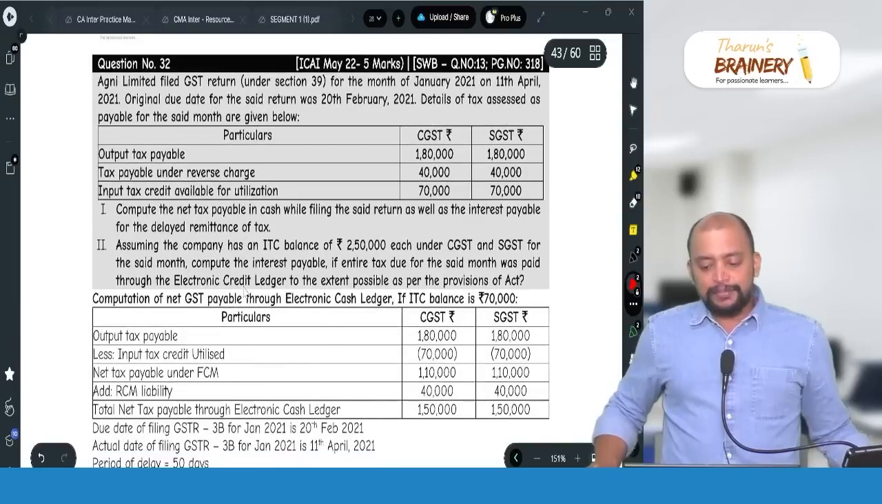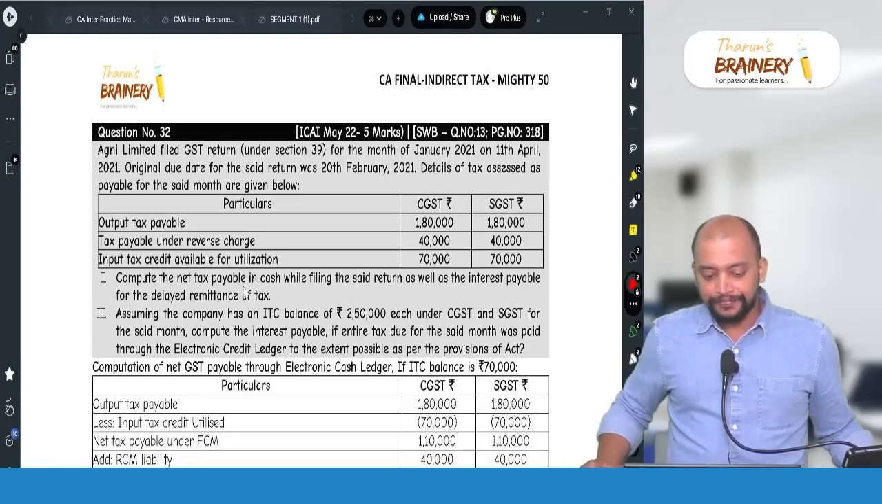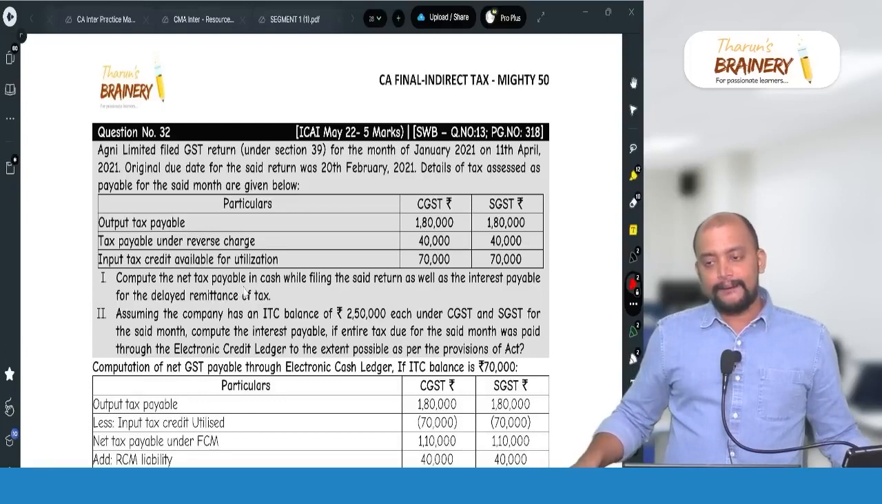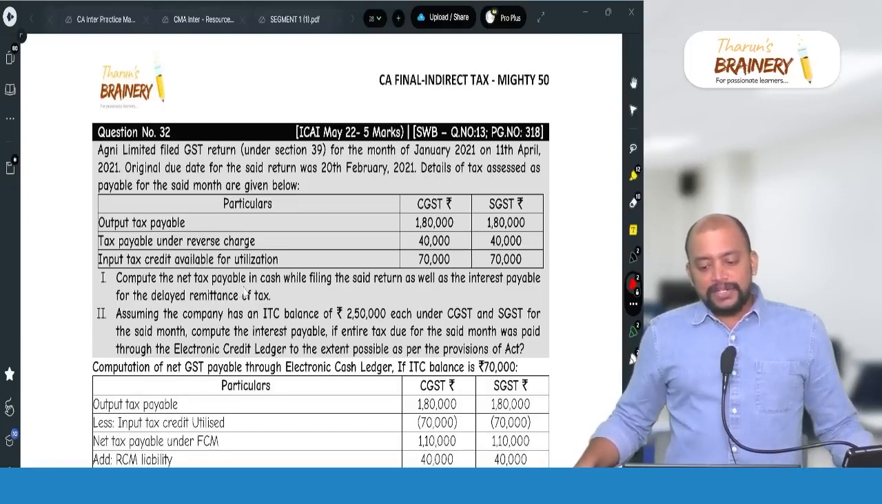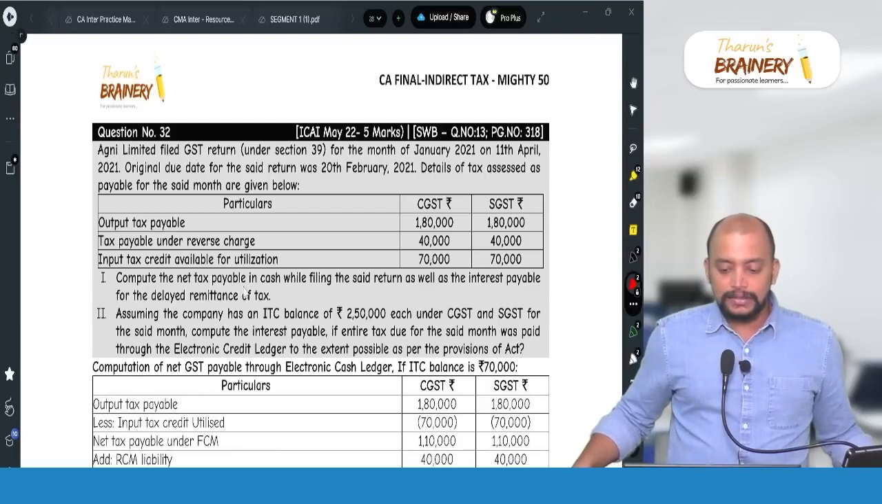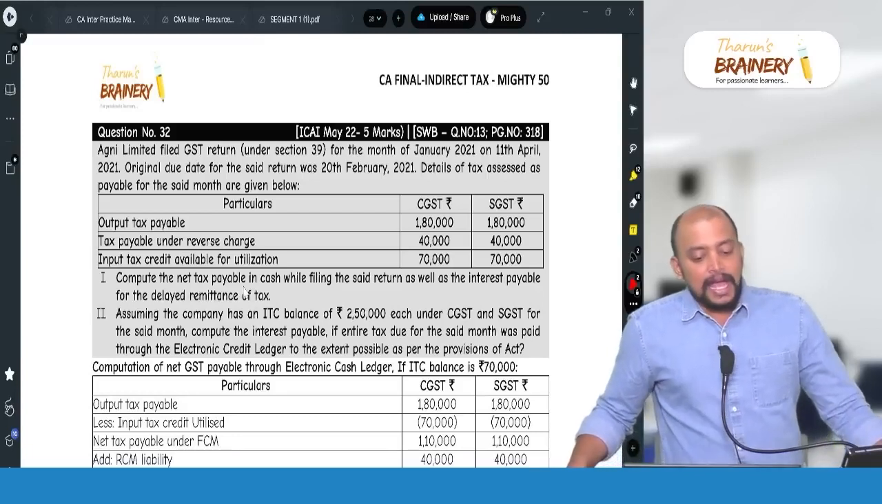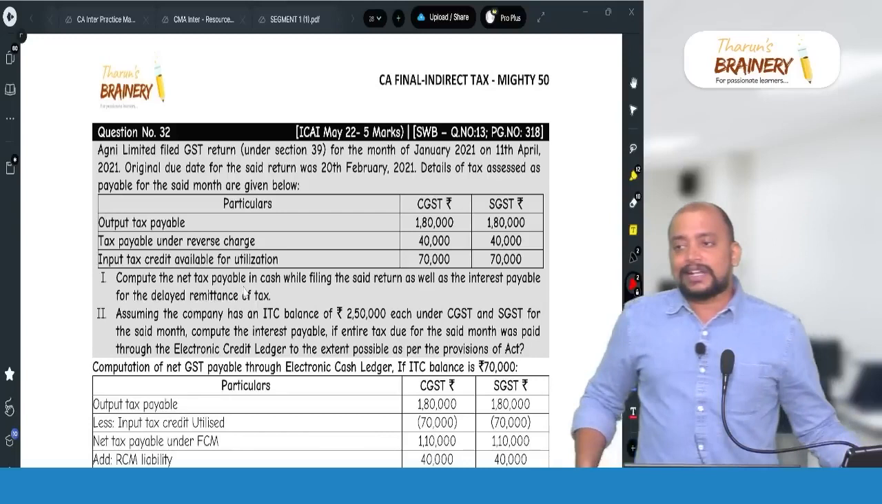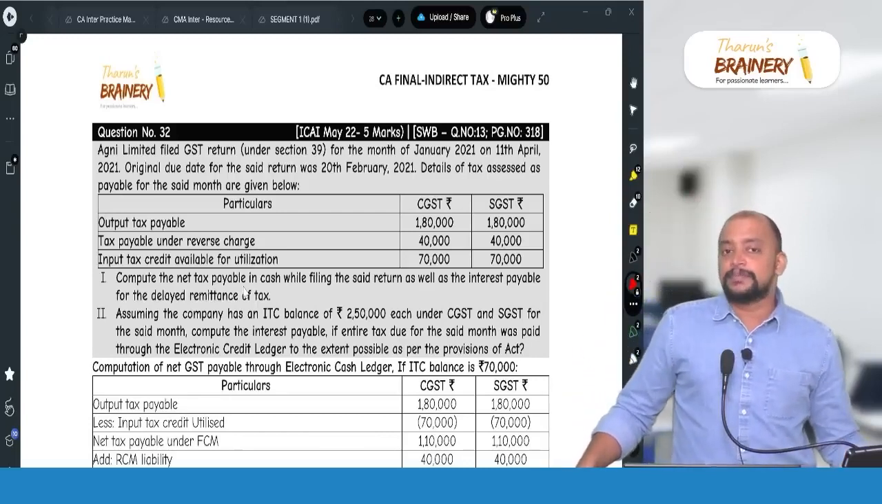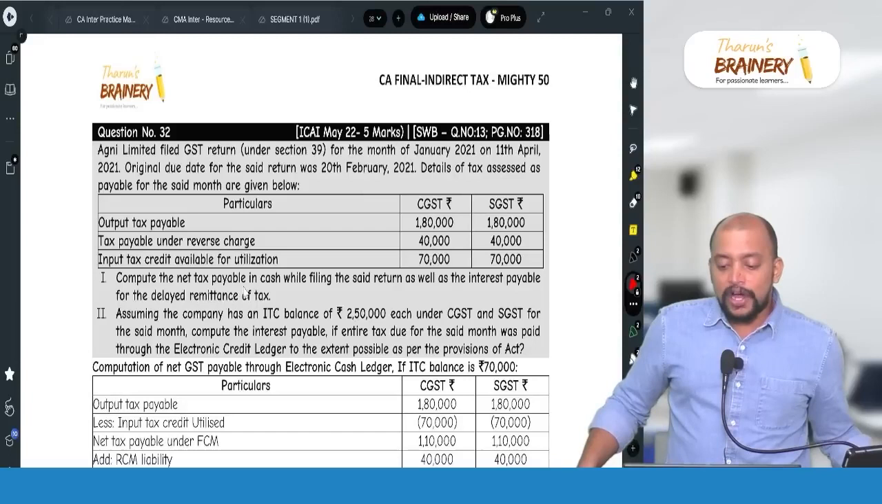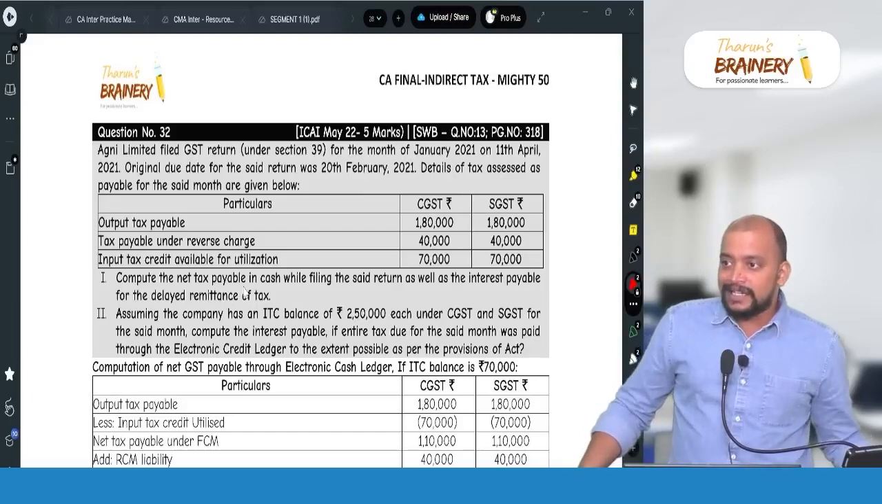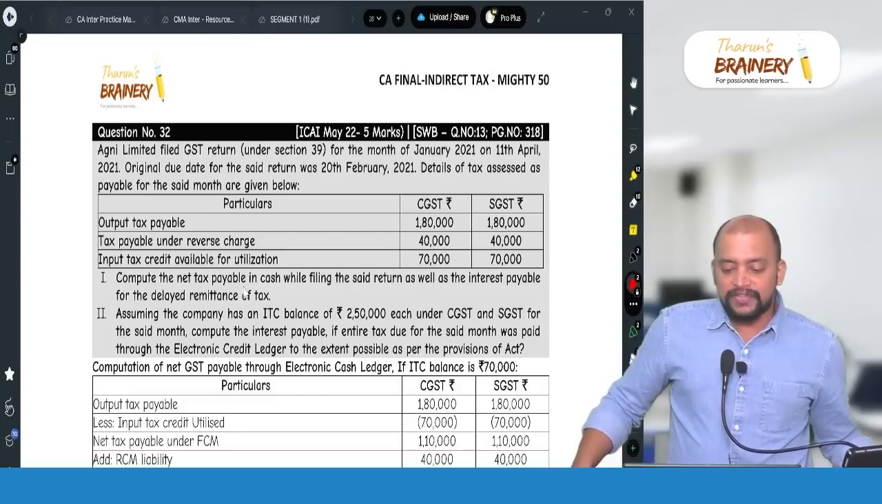Then page number 318. This is a question given in the May 22 exam. Agni Limited filed GST return under section 39, means 3B, for the month of January on 11th April. So there is a delay in filing 3B. The original due date for the said return was 20th February. Details of tax assessed as payable for the said month are given below.